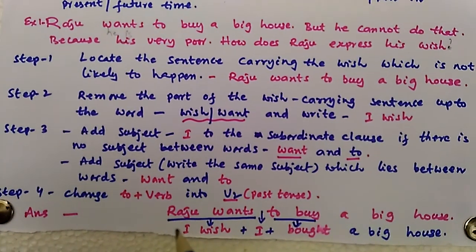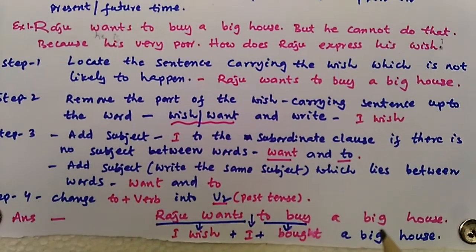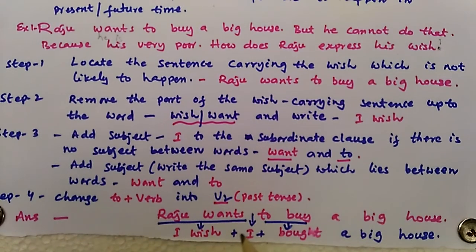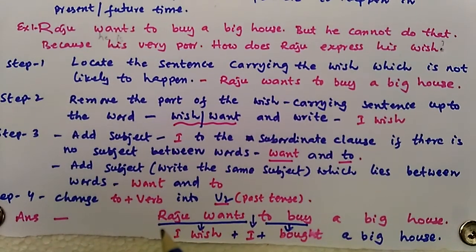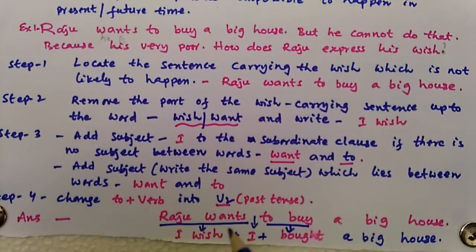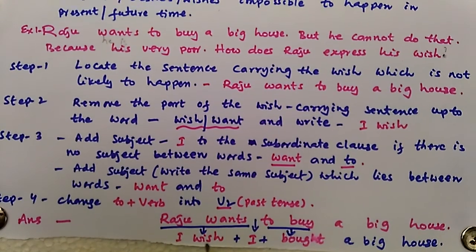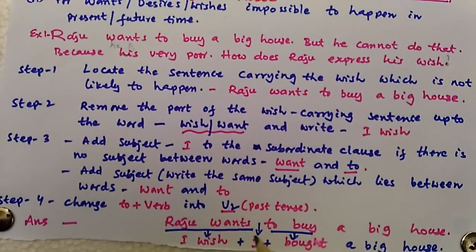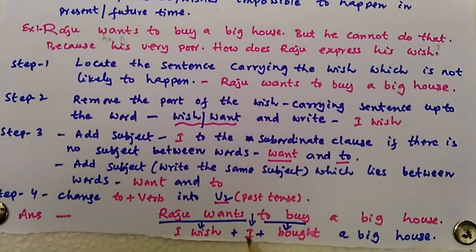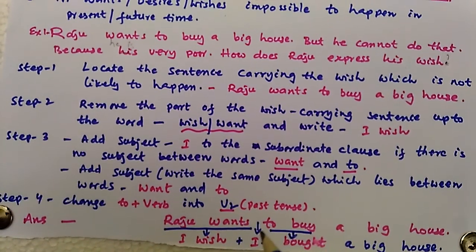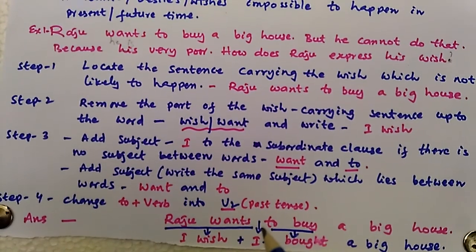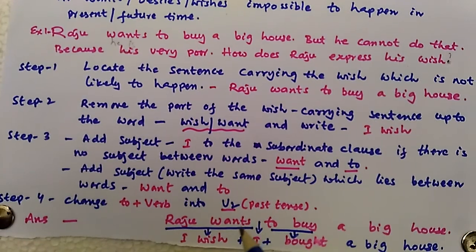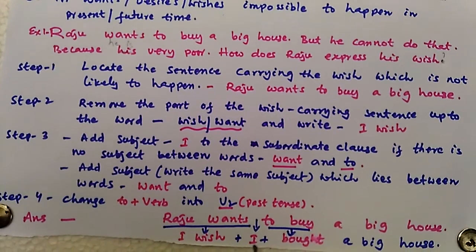So the first step is Raju wants to buy a big house, that is the location of the wish carrying sentence. The second step is we have to remove from Raju to wants and in its place write I wish. And then between wants and to there is no subject, so we just have to add I. If any subject had been here, we would have written the same subject here.